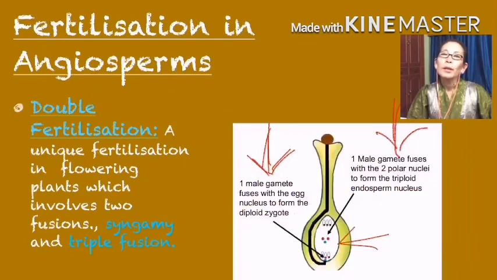Next, let me give you a brief idea about the fertilization in angiosperms. In angiosperms, we observe a unique fertilization known as double fertilization. And this fertilization involves 2 fusions, syngamy and triple fusion.